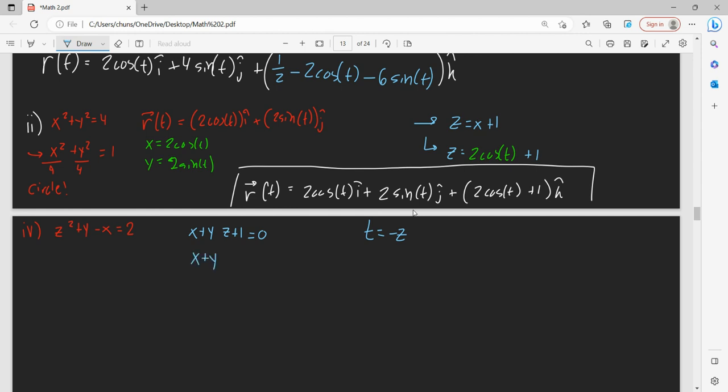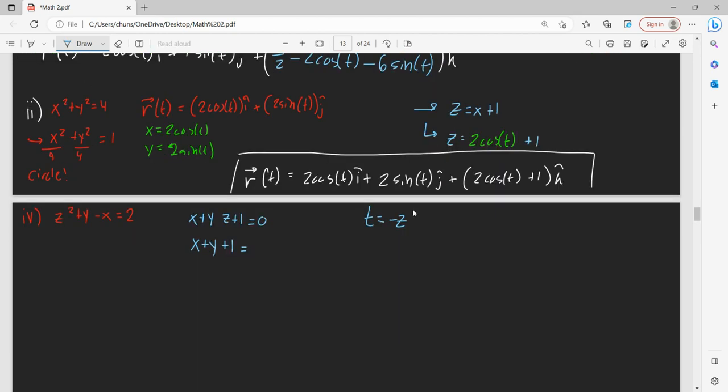So let's do x plus y plus 1, oh, yz. Okay, sorry, I'll try again. Let's plug in negative t for each of our z components, and then we can isolate for some values. So that's 2 minus negative t squared equals, plus x equals y.